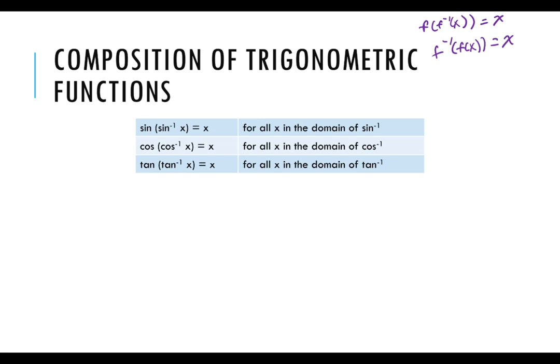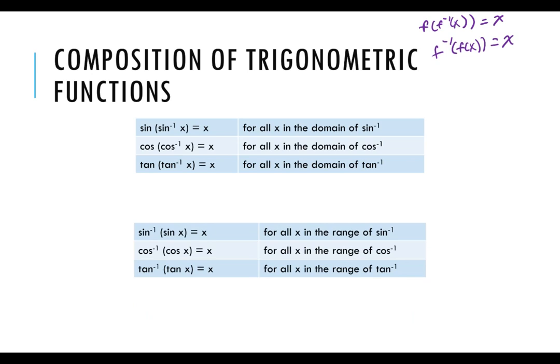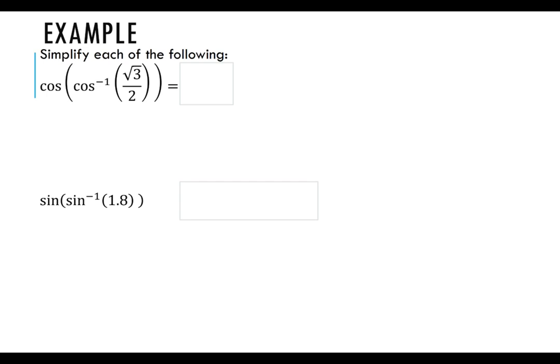If you compose the opposite direction, you have to think about it slightly differently. Sine inverse of sine of x is going to be x as long as the x value is actually in the range of sine inverse. Because if not, you might have to take an extra step. Cosine inverse of cosine of x is x as long as x is in the range of cosine inverse. And tangent inverse of tangent of x is x as long as all the x's are in the range of tangent inverse.